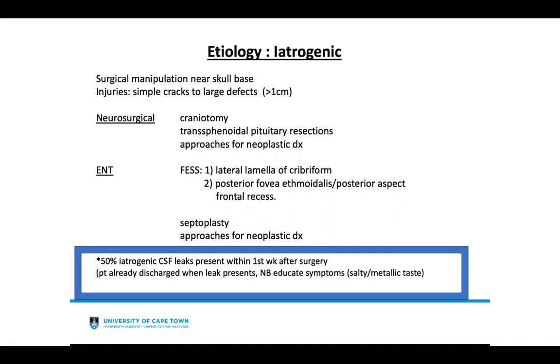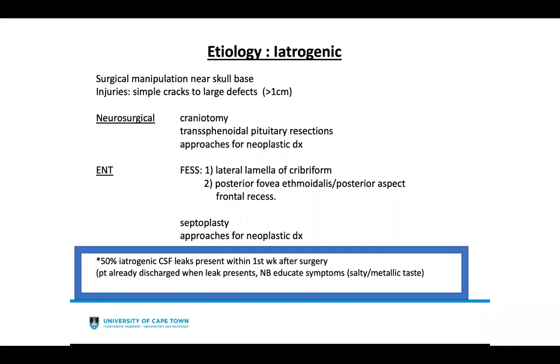And then us as ENTs, apart from the transsphenoidal pituitary resections, when we do our functional endoscopic sinus surgery, there really are 2 points of potential iatrogenic injury specifically. I mean, there are many, but these are 2 worth mentioning. The first one is that area of the lateral lamella of the cribriform. And the second area of interest is the area of posterior fovea ethmoidalis, or the posterior aspect of that frontal recess. Other surgeries which can result in CSF leak are your septoplasties, and obviously approaches for our neoplastic disease, such as sinonasal tumors.